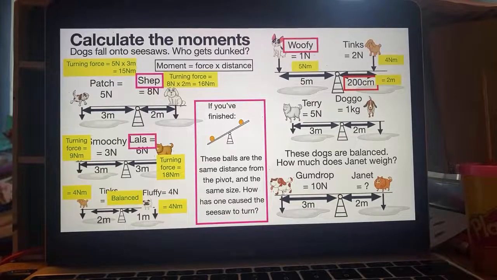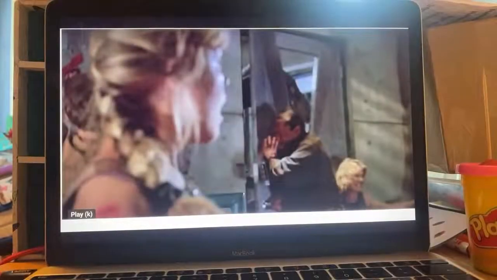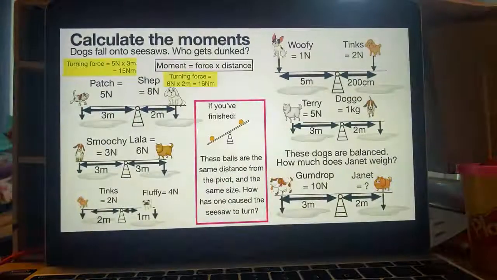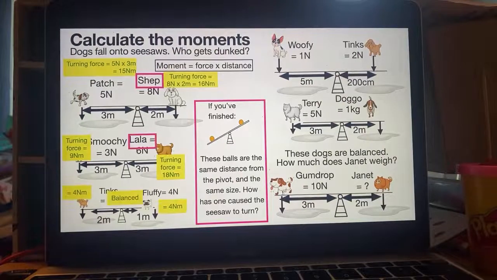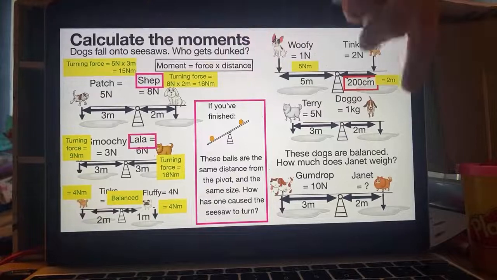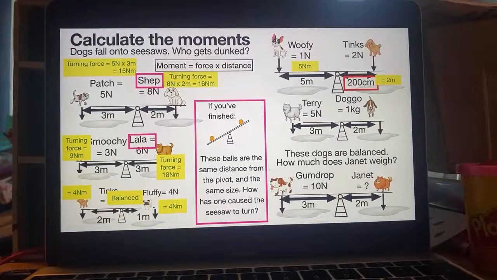And Tinks is 4 times 2, which is, wait, what? 4 times 2, what have I done there? That didn't make sense, did it? Have I done that wrong? Oh yeah, of course, because 2 times 2 is 4. Sorry, I haven't bothered to put the maths in. The turning force in the anti-clockwise direction from Woofy is 5 newton meters, and in the clockwise direction, it's 2 newtons times 2 meters, which is 4 newton meters. So yes, I'm correct. It is Woofy that gets dunked.